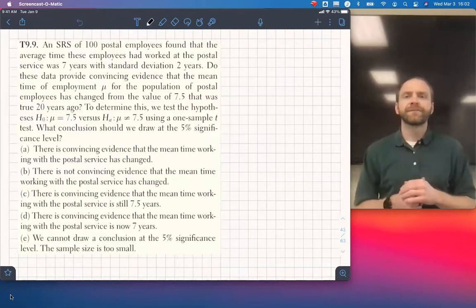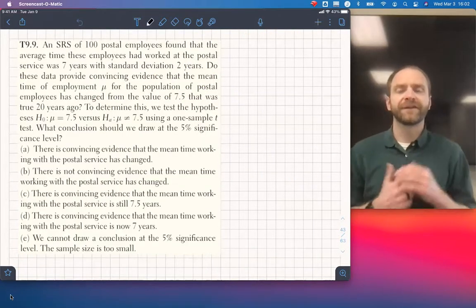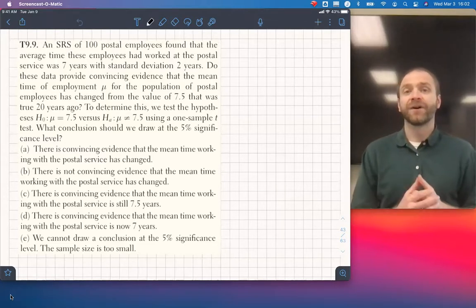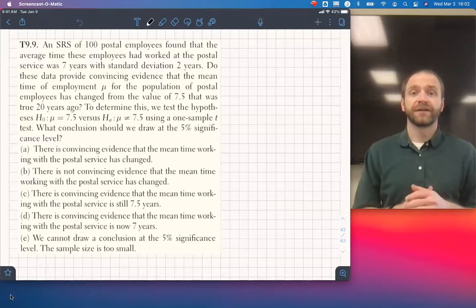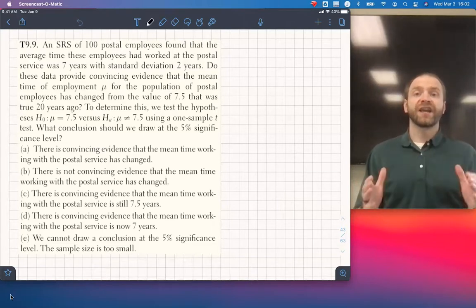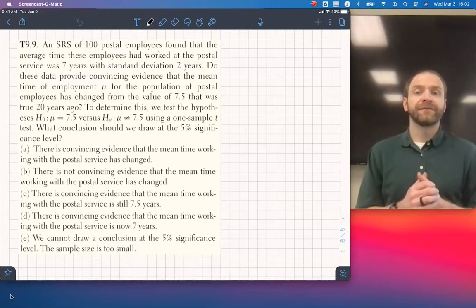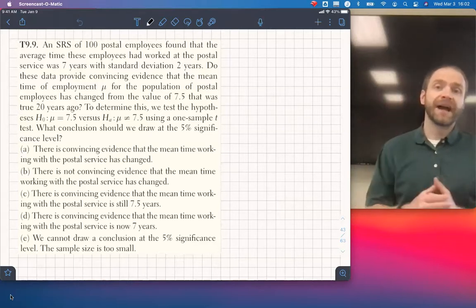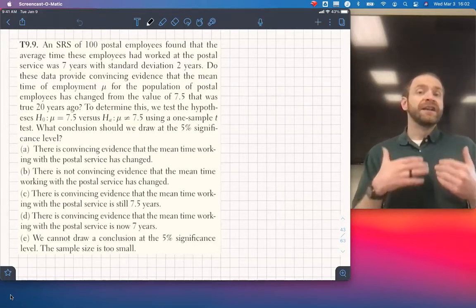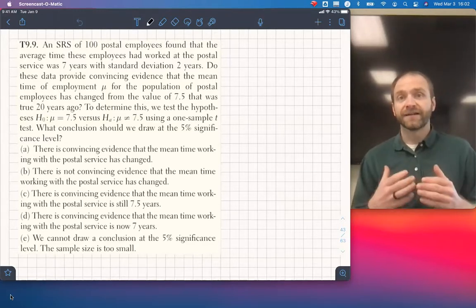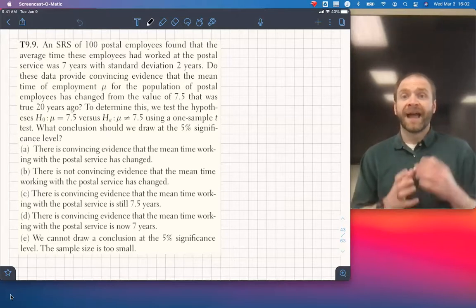So question 9, a simple random sample of 100 postal employees found that the average time that they worked for the Postal Service was 7 years with a standard deviation of 2 years. Do these data provide convincing evidence that the mean time of employment, mu, has changed from the value 7.5 that was true 20 years ago? Now, I know the next sentence goes over the hypotheses, but first, is there convincing evidence? That convincing evidence phrase tells you you're doing a significance test. Has it changed?